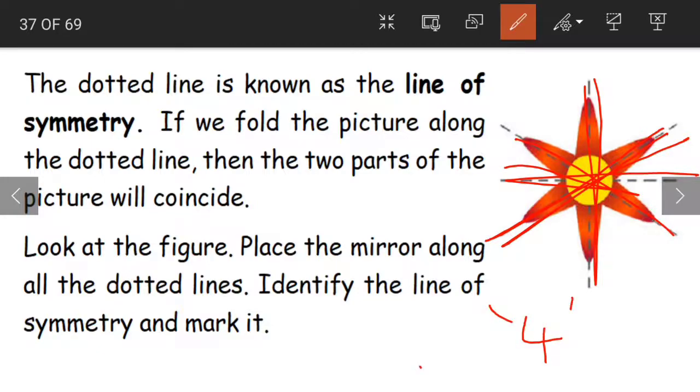So from this, what can we understand? We understand that a particular figure need not have only one line of symmetry.